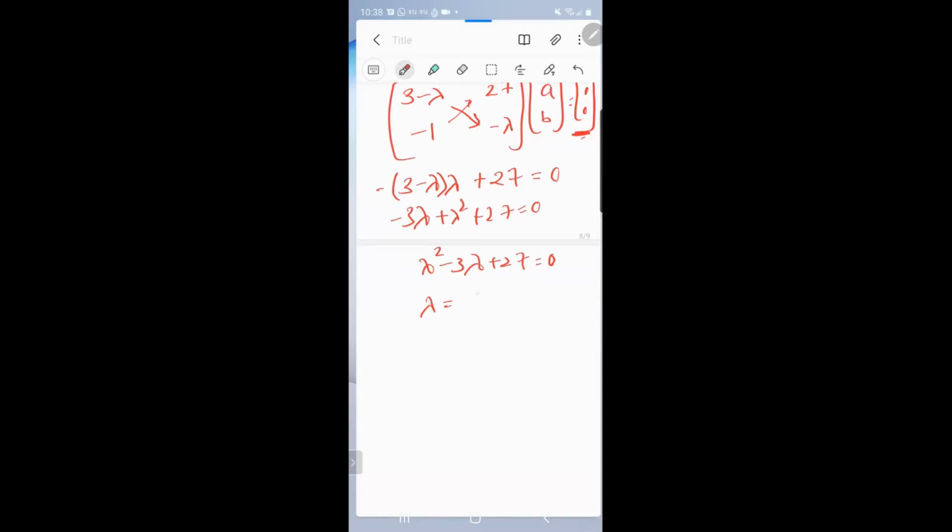Anyone? So if lambda square minus 3 lambda plus 27 equal to 0, what's lambda? Okay, I'll just randomly ask a few people. Okay. Rohan? Imaginary, yes, good. Yeah, it's imaginary. What is that imaginary number?